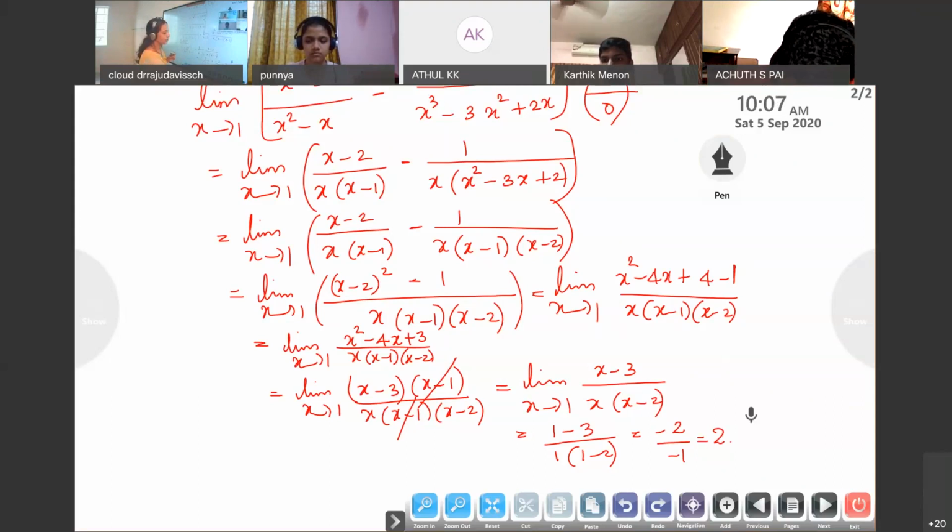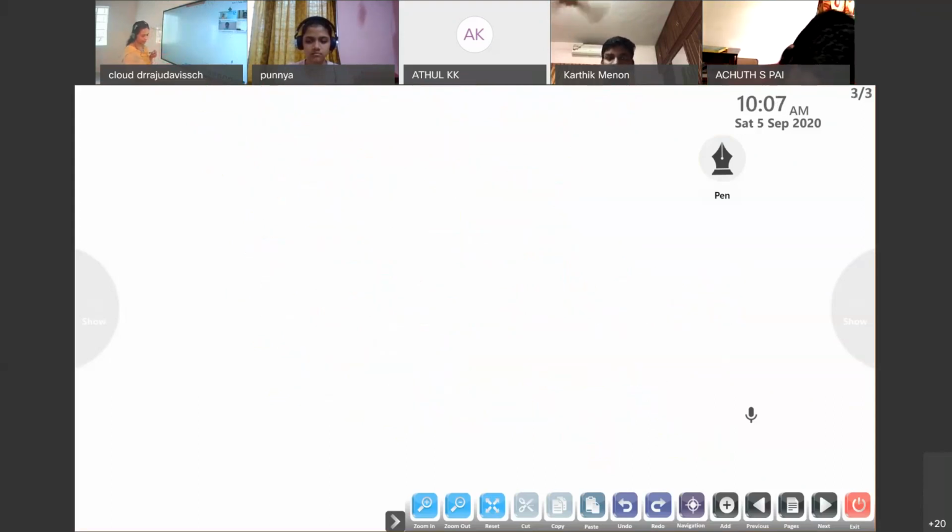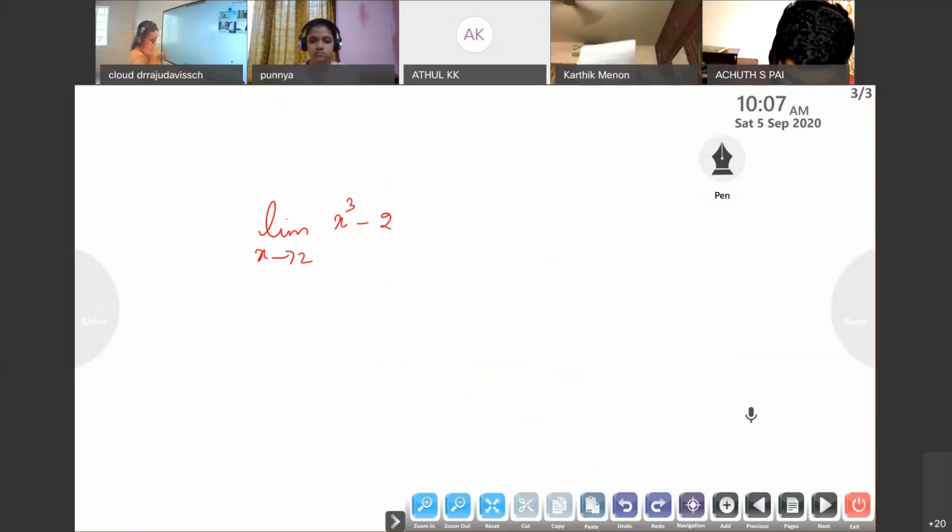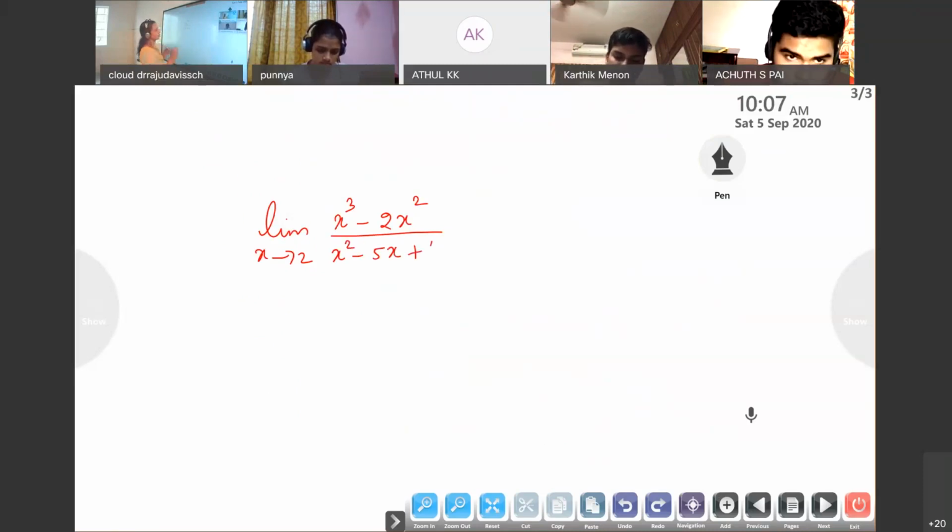Okay, now let's try one more question. Write down. Evaluate limit x tending to 2 of x cube minus 8 by x squared minus 5x plus 6. Okay, I think you copied this question. He explained this question. Okay, the same question.